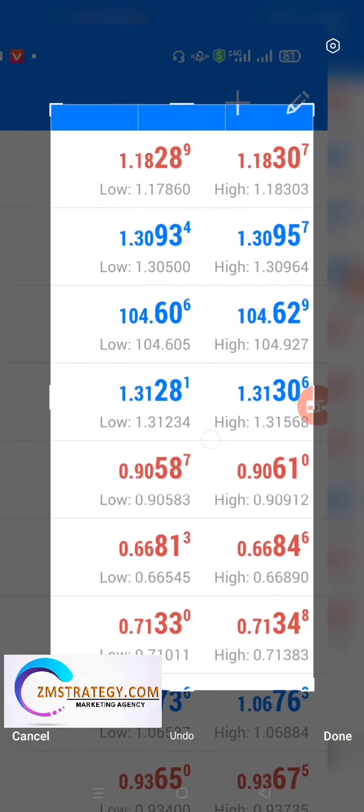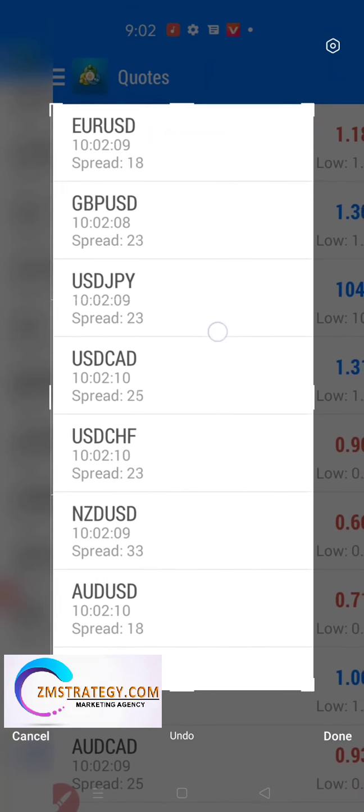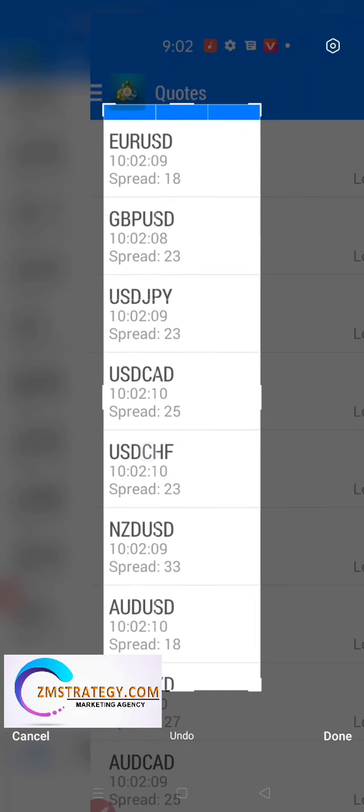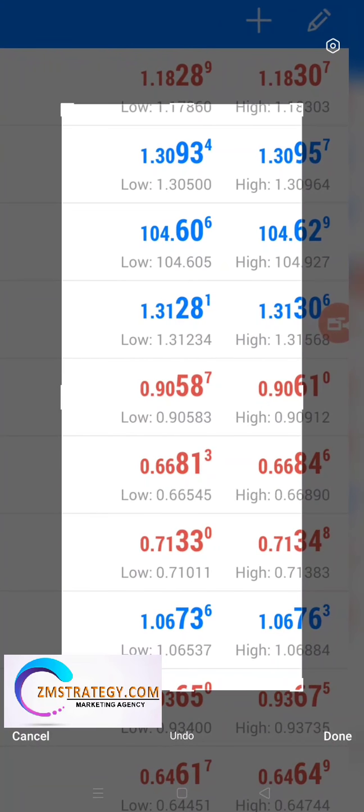And let's see here also. You can see, apart from the EUR/USD and the GBP/USD, now the USD/JPY, you can see that we are getting 3 digits before the decimal place.